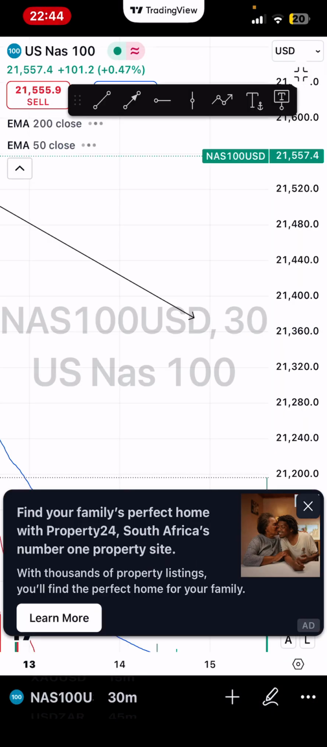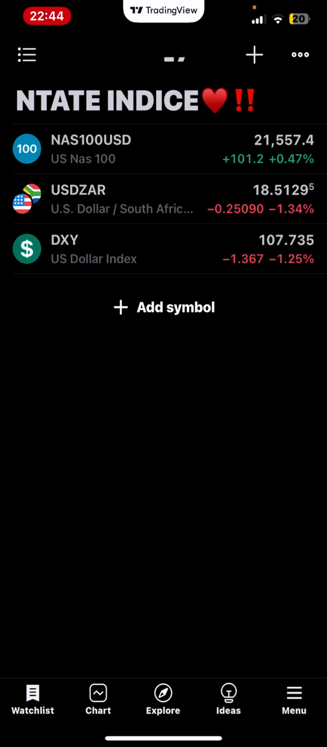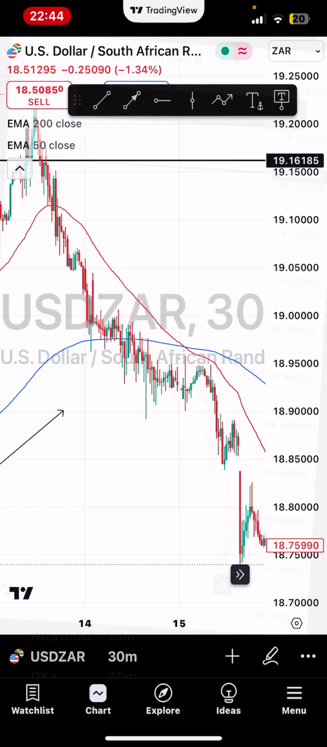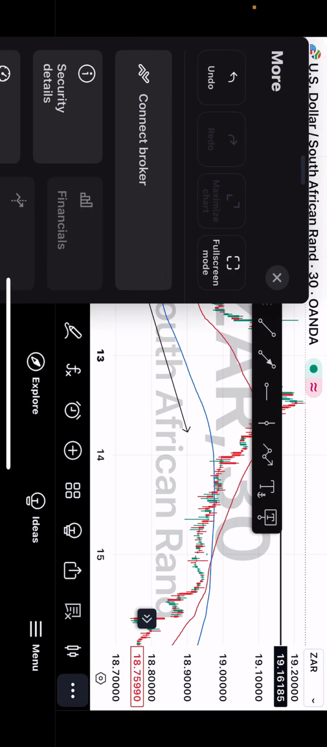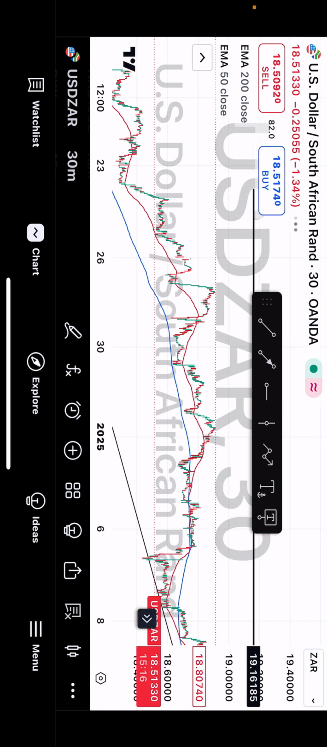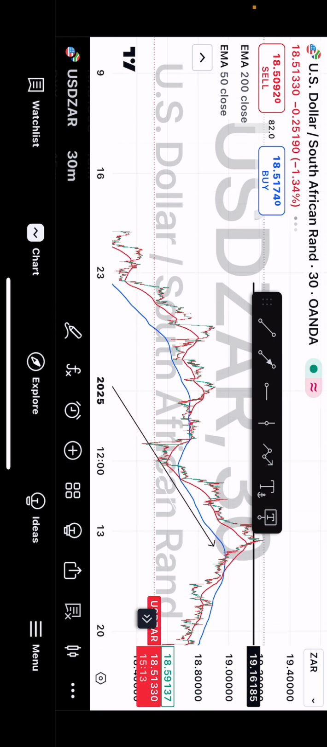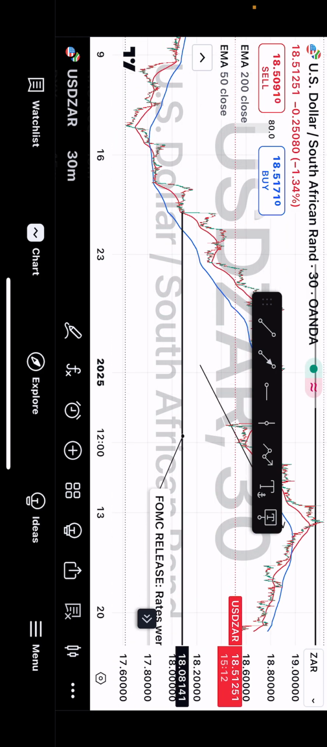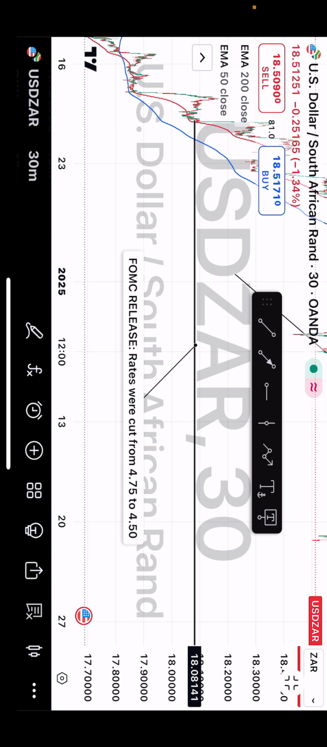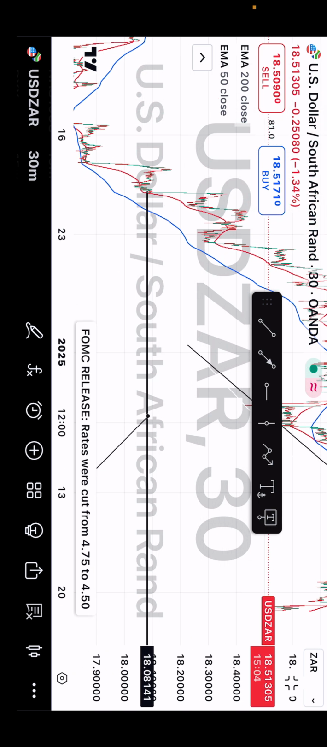So we're actually going to start with the USD/ZAR, guys. I want us to go to the 18th of December. On the 18th of December, the FOMC, the FED, released very important data. They cut interest rates. This happened here. I've marked it for you guys. At the FOMC release, rates were cut from 4.75 to 4.50.